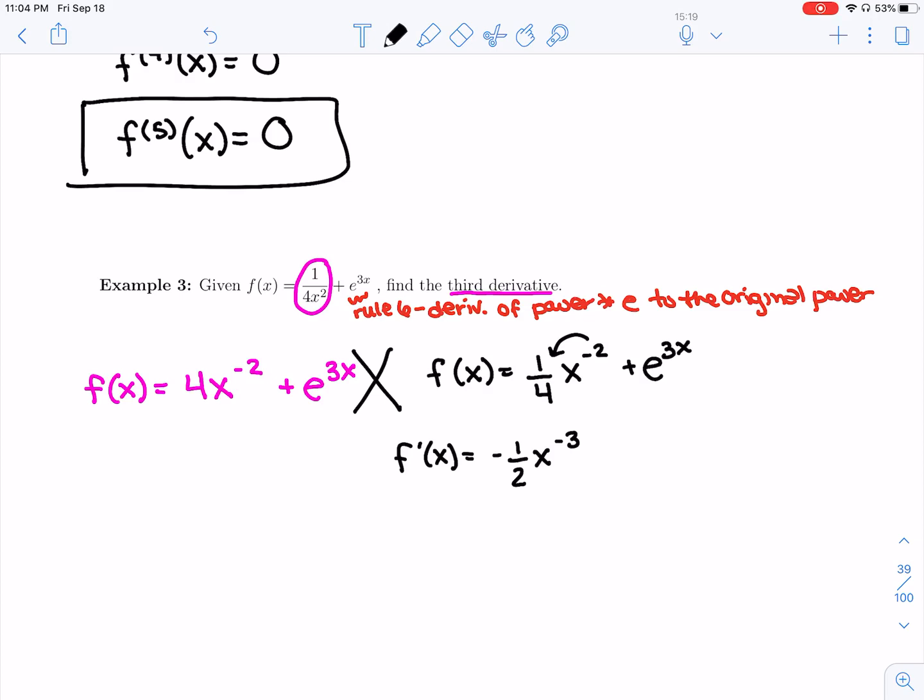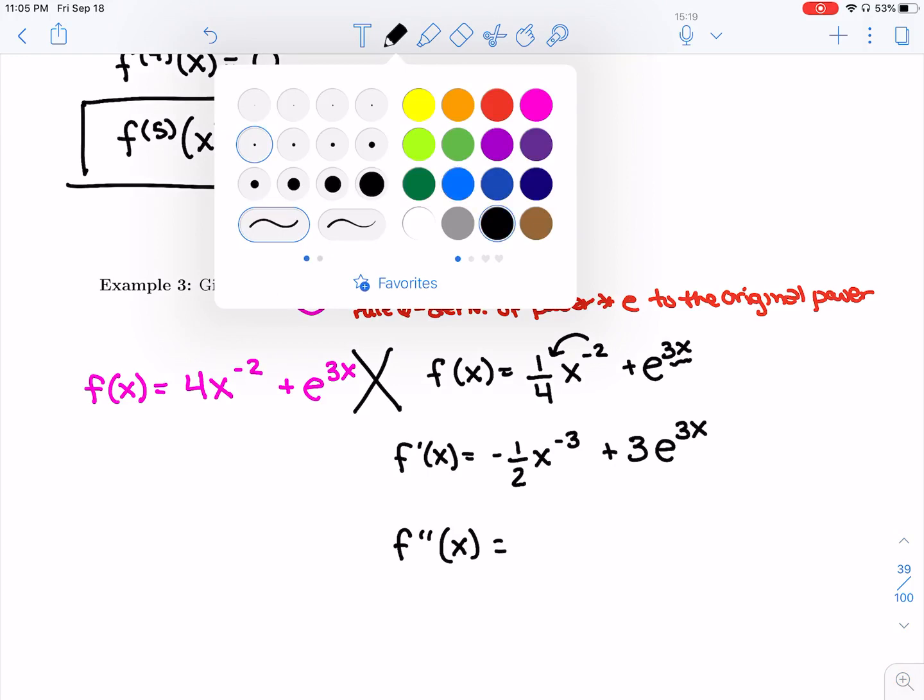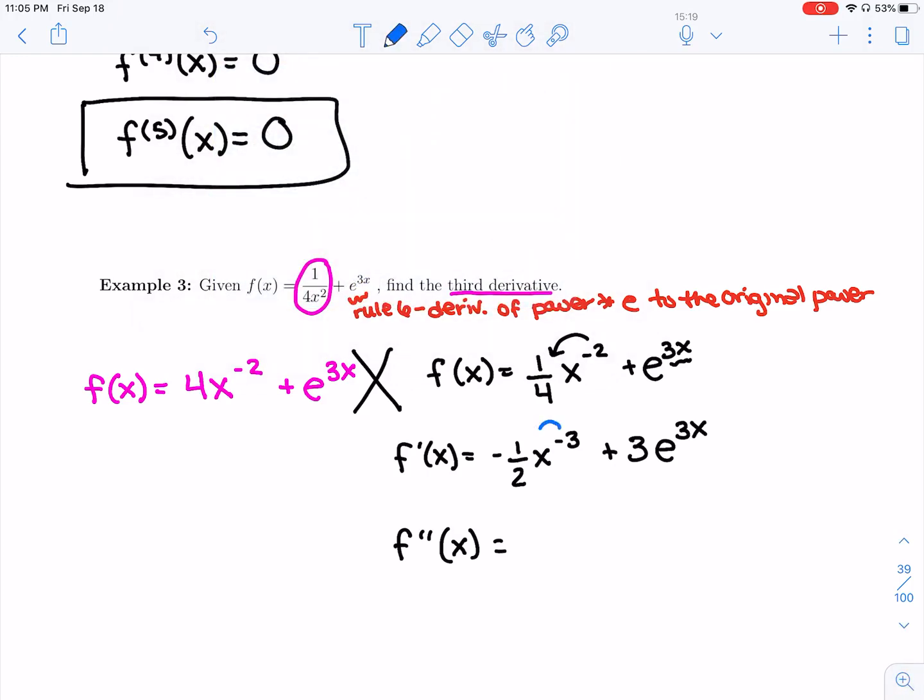Next one, I'm going to do the derivative of the power times e to the original power. So the derivative of 3x is 3, and then e to the 3x. There's my first derivative. Second derivative, I'm going to take the derivative of that. So I'm going to bring down the negative 3. And I could grab my calculator if I need to. Negative 1/2 times a negative 3 is going to be a positive 3/2. X to the negative 3 minus 1 is negative 4.